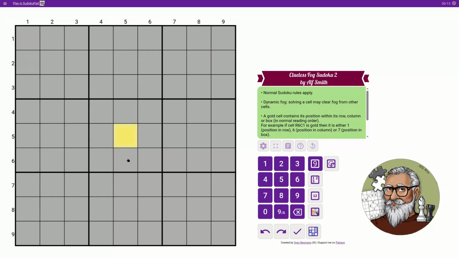Today I'm going to be trying my hand at Clueless Fog Sudoku 2 by AlfSmith. If you'd like to give it a go, there will be a link in the description below. If you do, please let me know how you fared and what you thought of it. Right, let's read the rules.